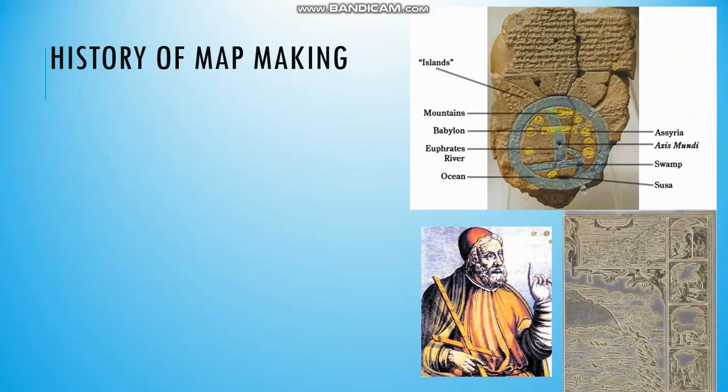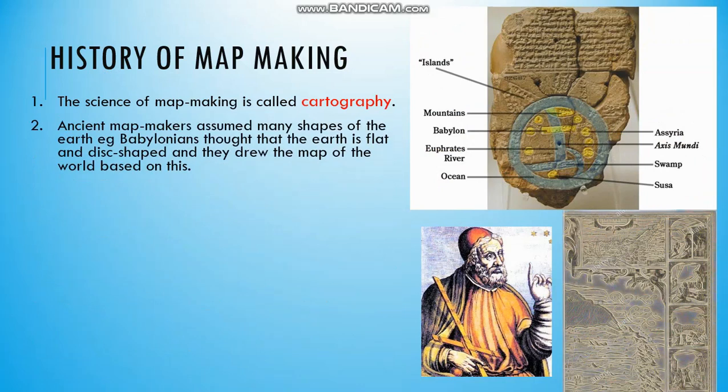Now let us move to history of map making, how maps started. The science of map making is called cartography. Ancient map makers assumed many shapes of the earth. For example, Babylonians thought that the earth is flat and disc shaped, not a sphere. Disc is just like pizza and sphere is just like football. This is the difference. So they thought earth has disc shape and they drew the map of the world based on this.